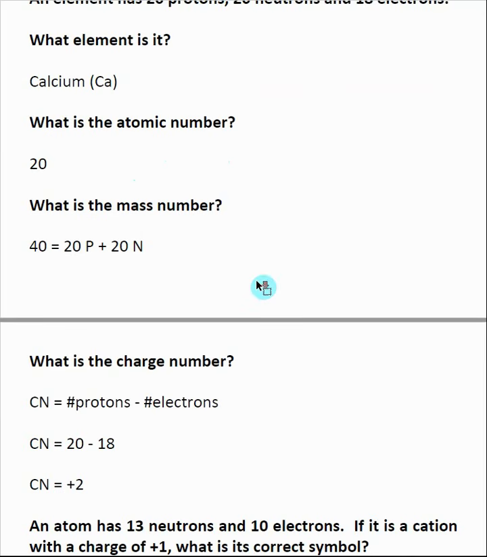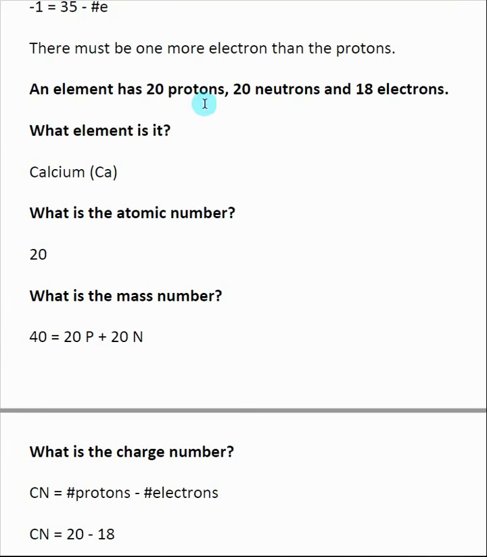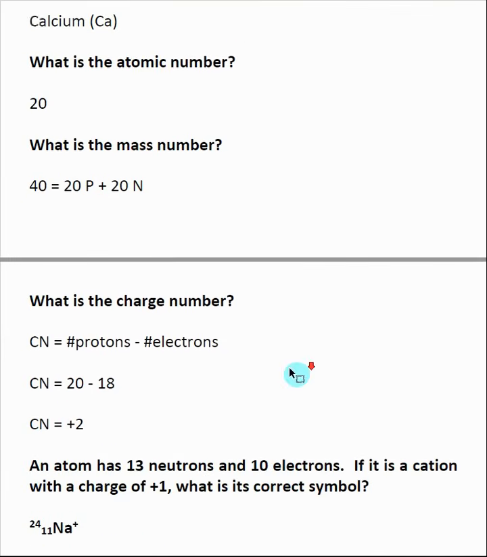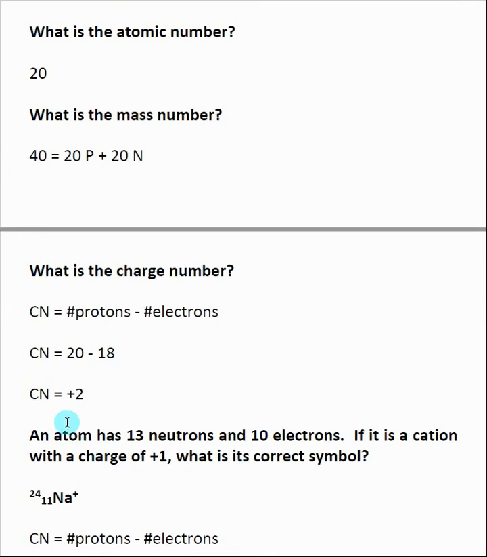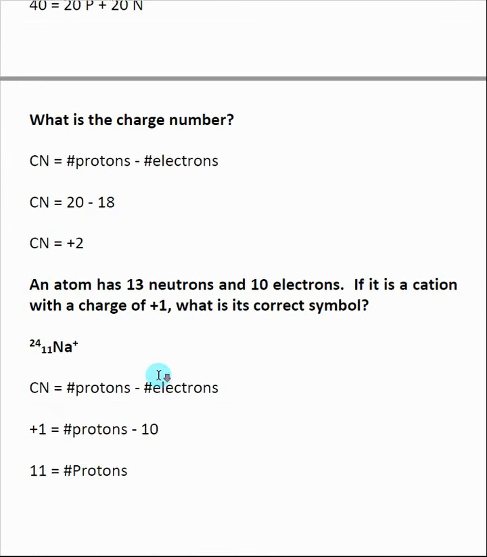And with this, I say, what's the charge number? Charge number is equal to the number of protons minus the number of electrons. So the number of protons is 20, the number of electrons is 18, so the charge number would be plus 2.